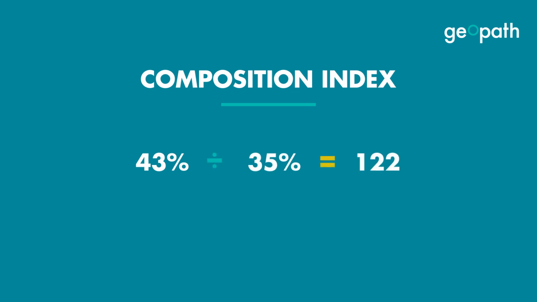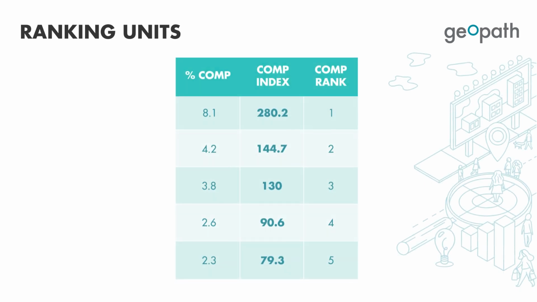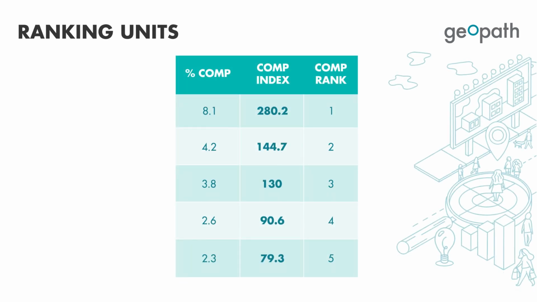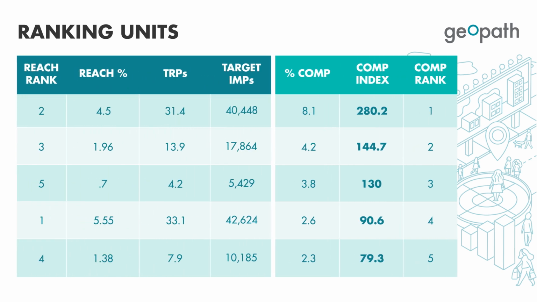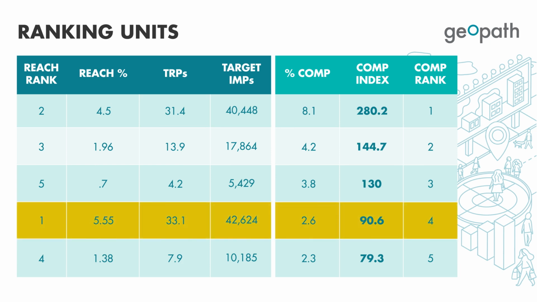Indices above 100 mean the target is better represented, and in our example, by 22%. The inverse is true as well. Indices below 100 tell us that the target is underrepresented. We can rank locations by composition index to determine where to best find the concentration of impressions against the target audience. However, it's really important to also look at total impressions, TRPs, and reach for each unit or package. As you can see here from our example, the fourth ranked unit based on composition is also the top ranked unit based on the reach of the target. A balance of all these metrics is a must.